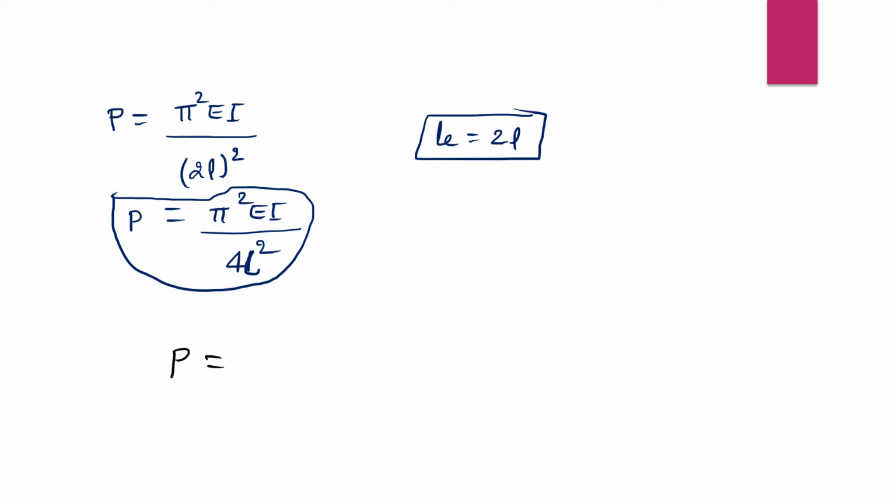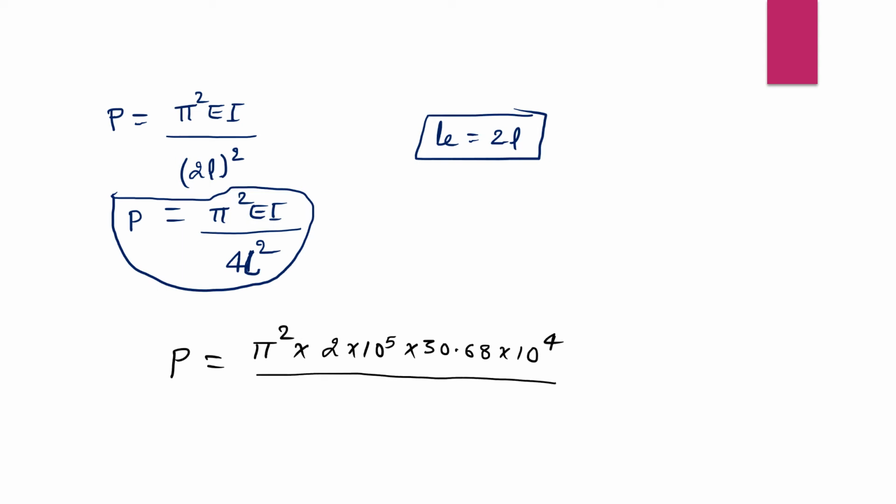So P will be equal to pi square. What is the Young's modulus value? 2 into 10 to the power 5, into what is the I value? 30.68 into 10 to the power 4, divided by 4 into L square. What is the value of L given? 3000 millimeter. Put it in your calculator and solve it. If we solve it, then our value will come 16822 Newton.